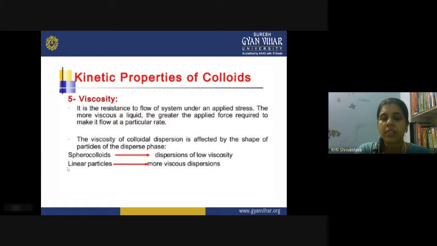But if we have linear particles in the colloidal solution, then during the flow of the colloid, these linear particles will get over each other with difficulty, and therefore they will produce more resistance towards the flow of the colloid, and you will observe high viscosity in such dispersions. So viscosity is a very important property of a colloid, and it depends upon the particle shape of the colloidal sol.